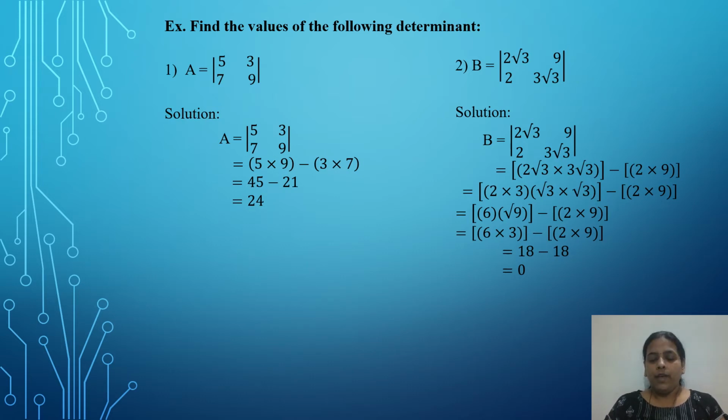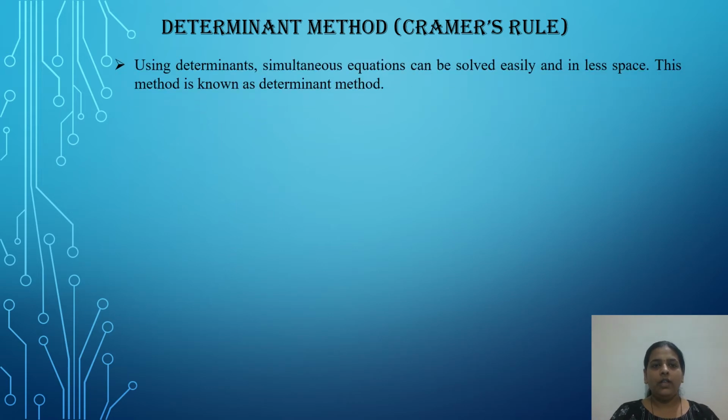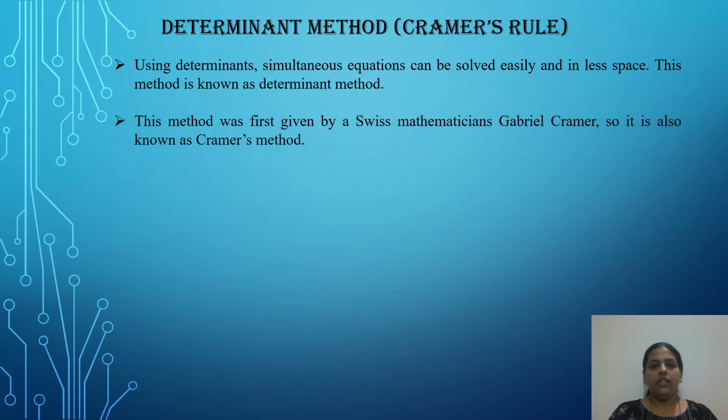Next we will start the determinant method to solve linear equations in two variables. Determinant method or Cramer's rule. Using determinants, simultaneous equations can be solved easily and in less space. This method is known as the determinant method. It was first given by the Swiss mathematician Gabriel Cramer, so it is also known as Cramer's method.